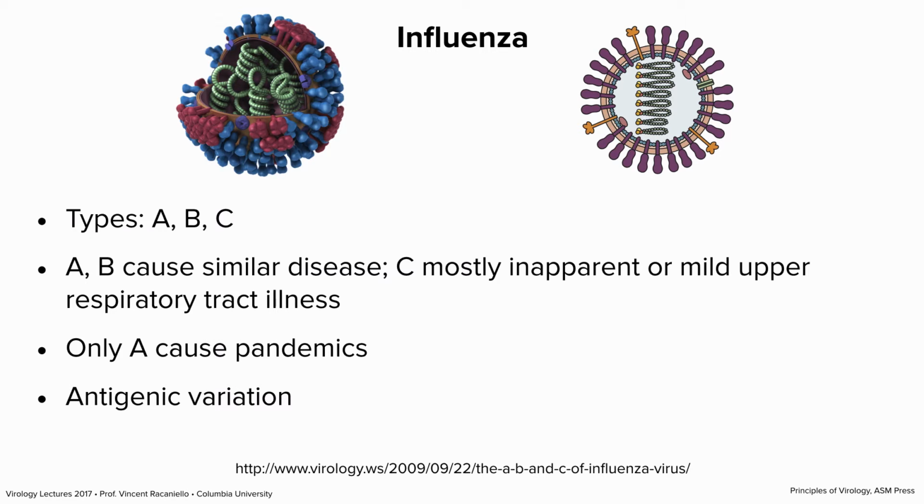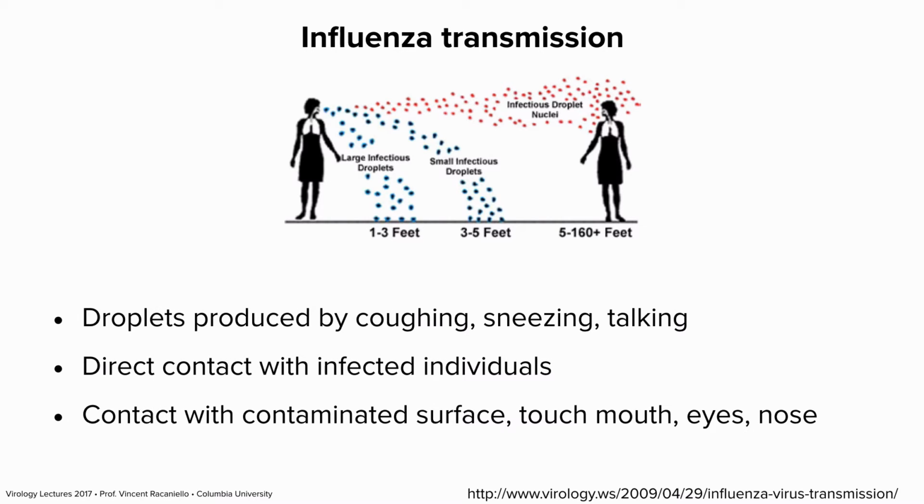And the hallmark of these viruses is antigenic variation. We talked a little bit about before how the virus is able to change the sequence of its surface protein so it evades any immunity conferred by infection or by vaccines. These viruses are transmitted by droplets produced by coughing, sneezing, or talking. Remember, we talked previously about how when you do these things, you make different sized droplets that can travel a long way depending on their size.